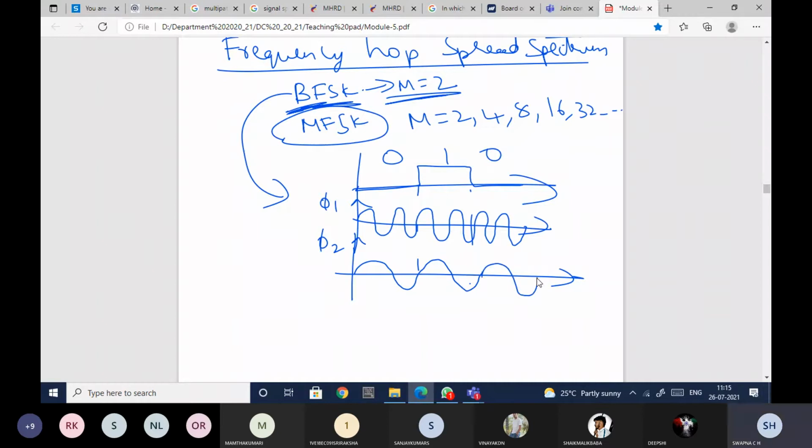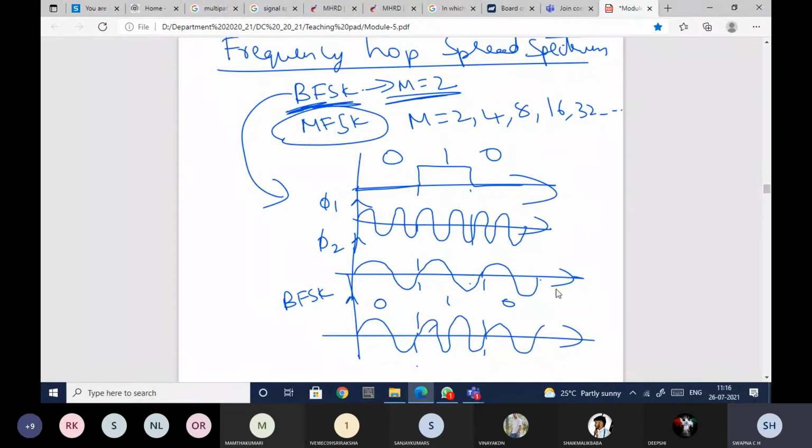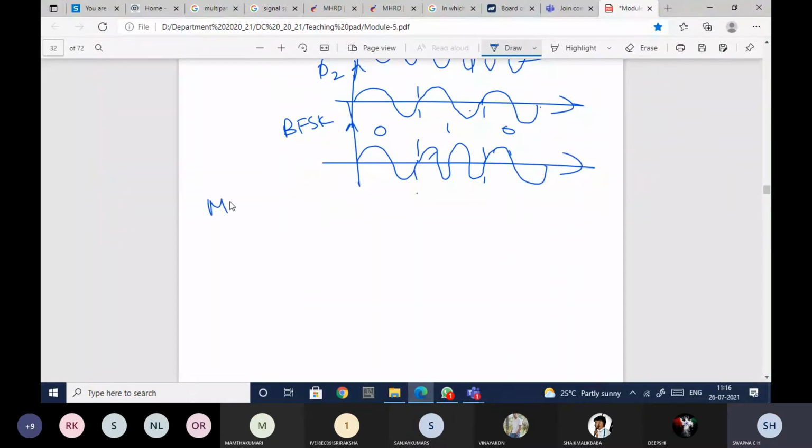What frequency signal will be transmitted? For 0, the low frequency signal will be transmitted. When I have 1, the high frequency signal will be transmitted. Again for 0, the low frequency signal is transmitted. So in BFSK, it is hopping between two frequencies. If it is 0, it takes the signal with low frequency; if it is 1, it takes the signal with high frequency. In general, in MFSK, the M value can take 4, 8, 16, and so on.